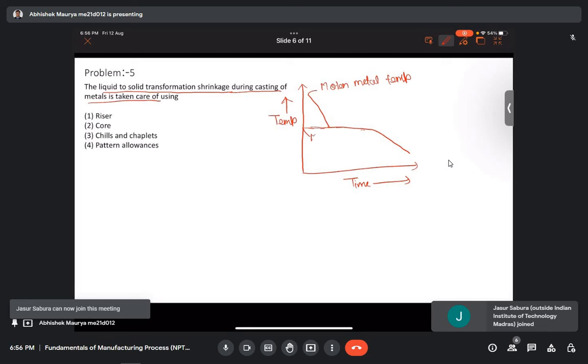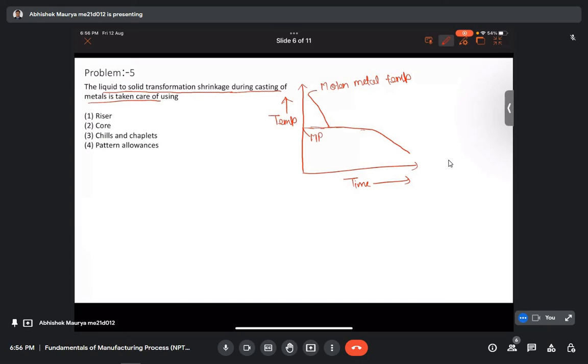This is the melting point of the metal, and this is the starting point of solidification. Here solidification ends. So initially we have molten metal at a temperature which is higher than the melting point.